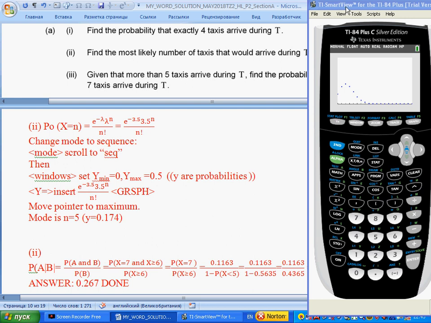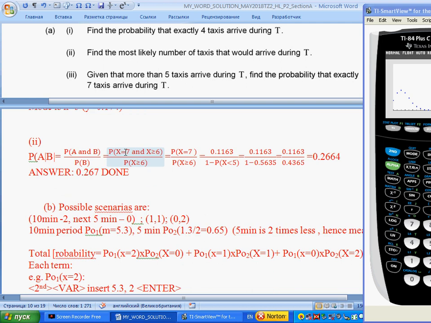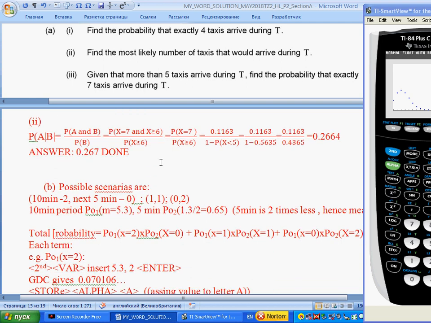3i. Given that more than 5 taxis arrive during T, find the probability that less than 7 taxis arrive during T. I give you time to look at the solution. This is conditional probability.